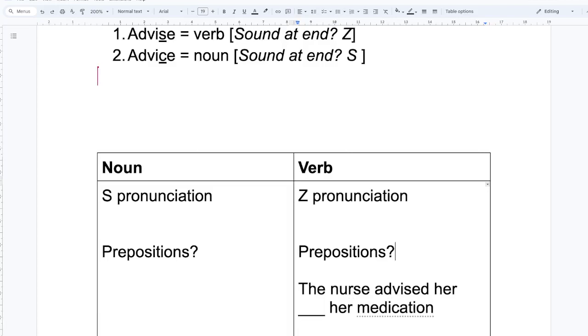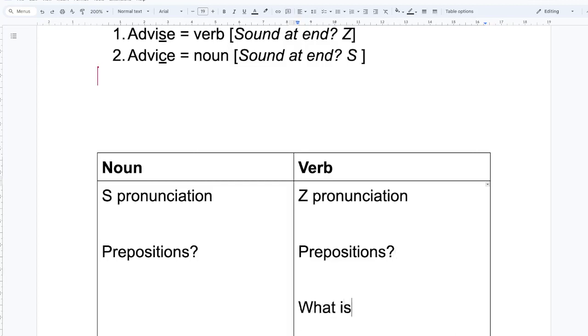What prepositions can I put in here? Now, first thing is, what is a preposition? I should ask that. First things first, as we say. What is a preposition? Can anyone give me an example of a preposition? Let's start just with this idea, okay?